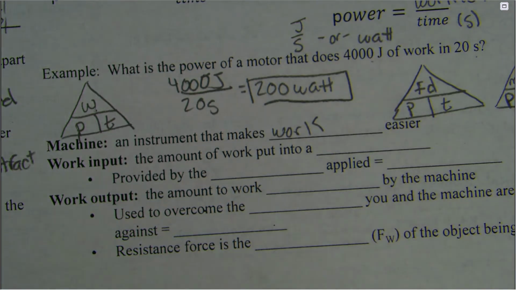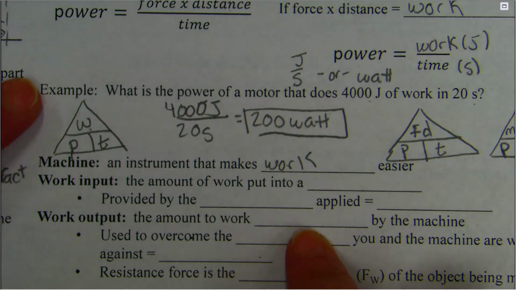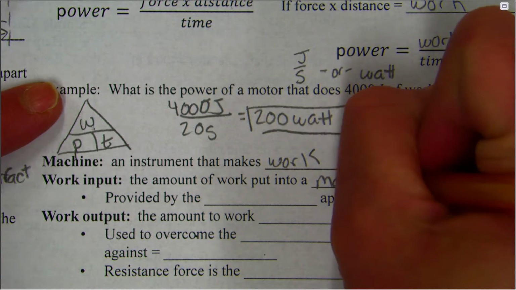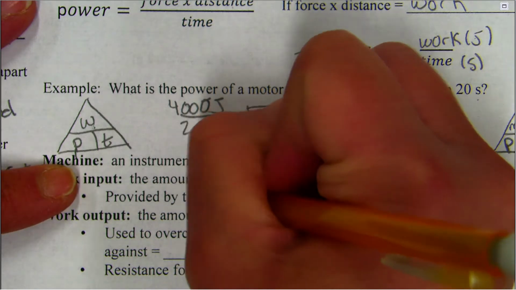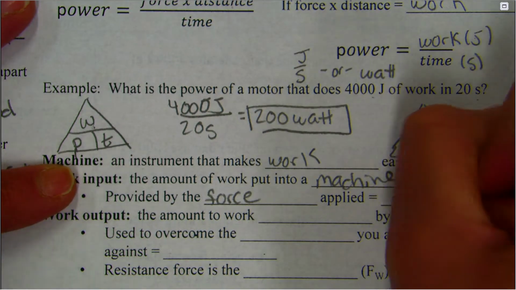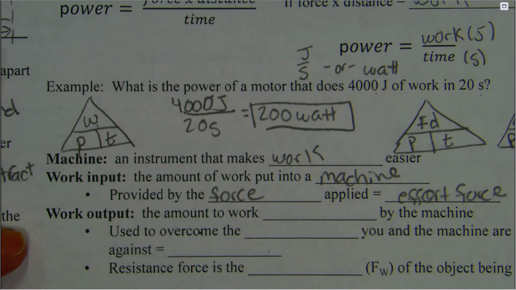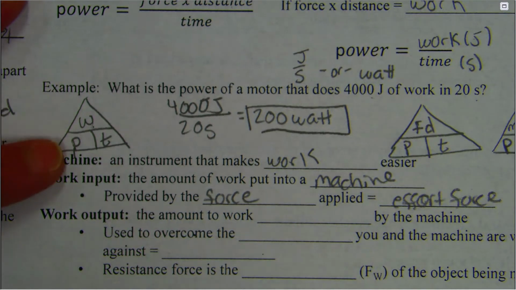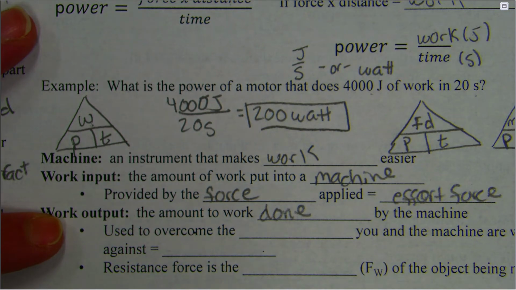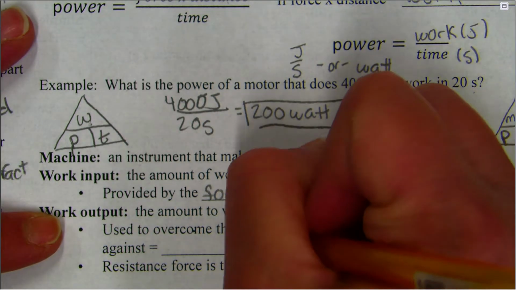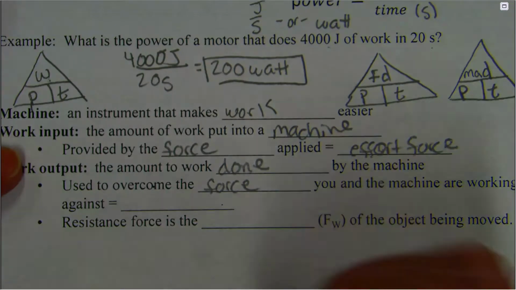So we can look at work in terms of work input, and this is going to be the amount of work which is put into a machine. And this is provided by the force applied, which we call the effort force. And we have work output, and this is the amount of work done by the machine, and it is used to overcome the force that you and the machine are working against, which we call the resistance force.